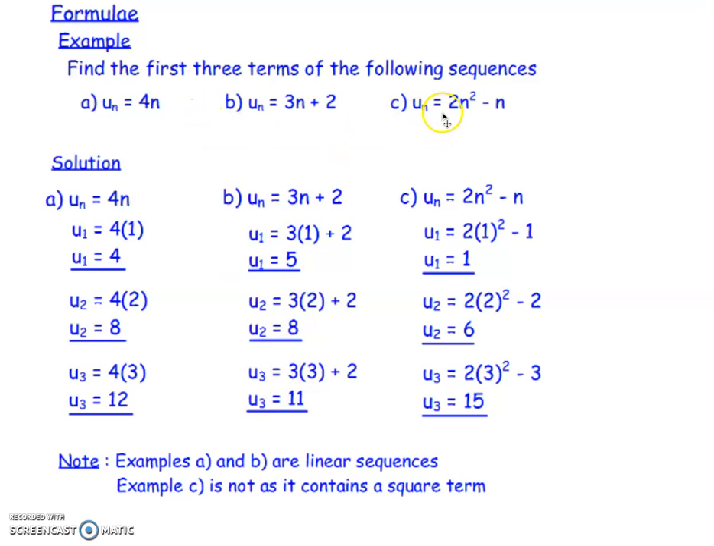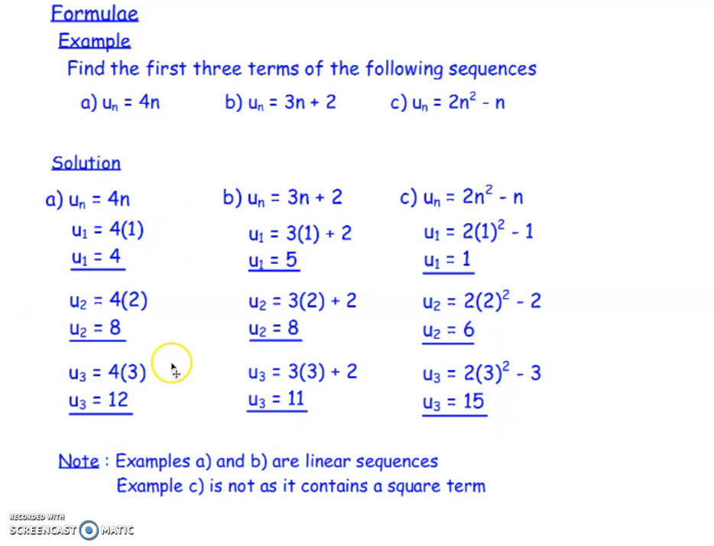Next one, c, Un equals 2n squared, subtract n. In this example, you want to do U1 equals 2 times 1 squared, take away 1, because it's U1 you're finding. For U2, substitute 2 in, and for U3, substitute 3 in. Getting the answers 1, 6, and 15.